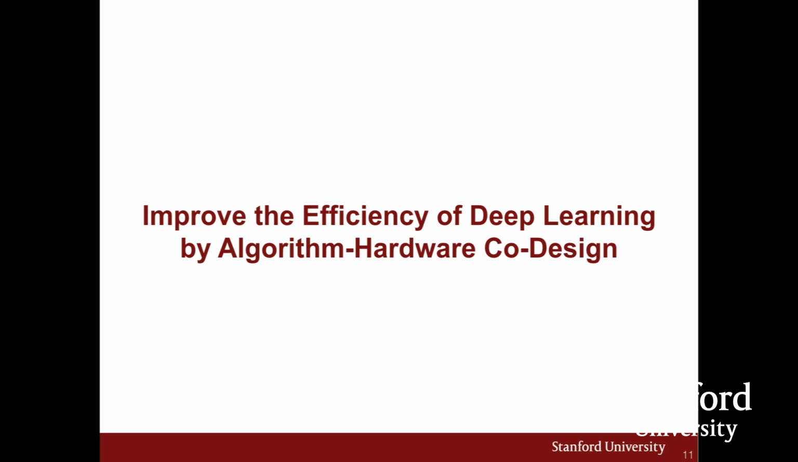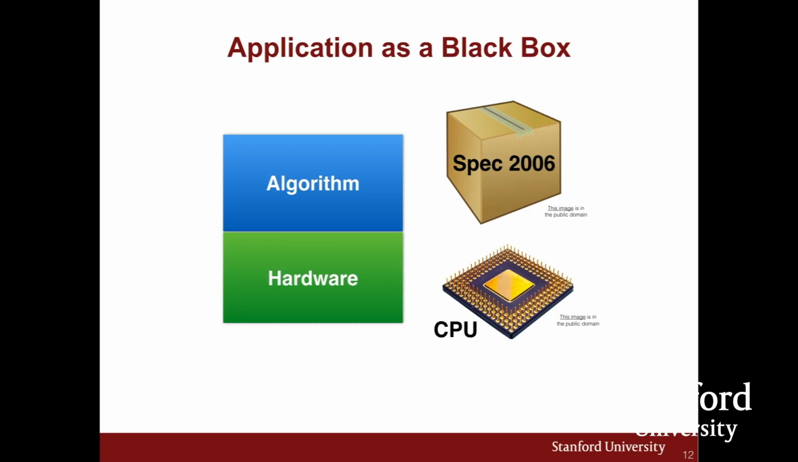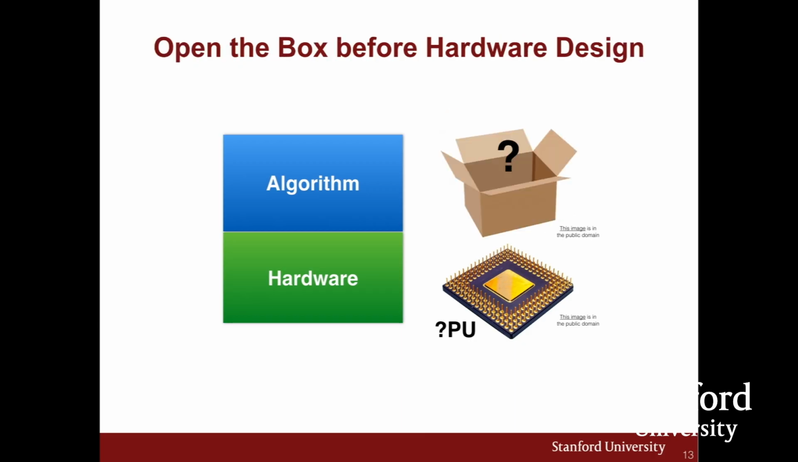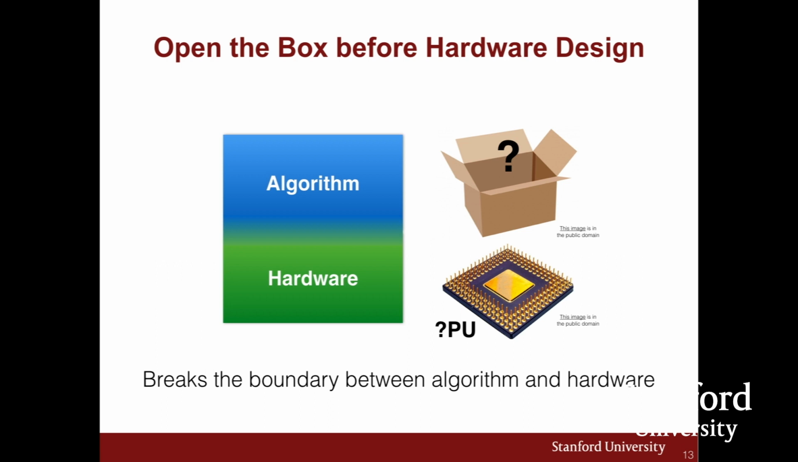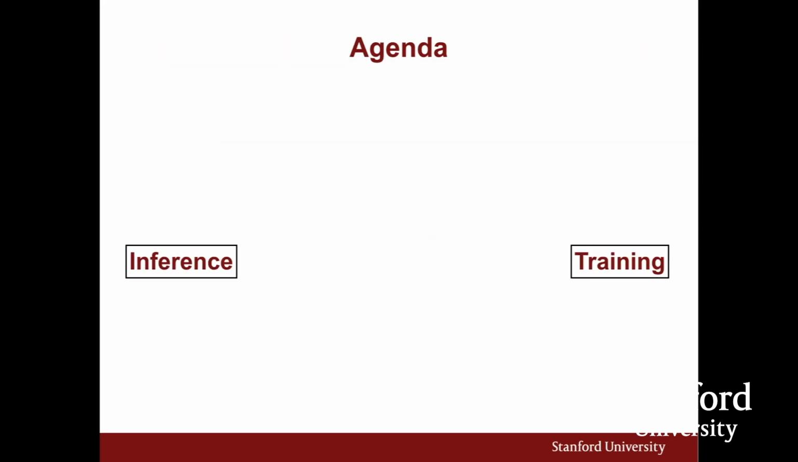We have to improve the energy efficiency through algorithm and hardware co-design. This is the previous way we designed hardware: we have some benchmark, say SPEC 2006, and then run those benchmarks and tune your CPU architectures for them. Now what we should do is open up the box to see what we can do from the algorithm side first, and see what the optimum processing unit is, one that breaks the boundary between algorithm and hardware to improve the overall efficiency.